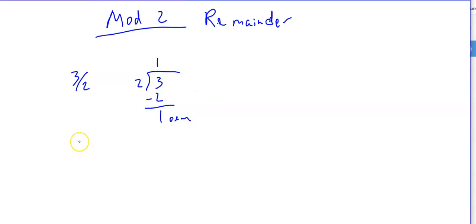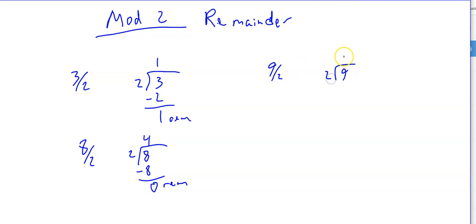If you do something like 8 divided by 2, that goes in there 4 times. So that would be 8, subtract 8. My remainder is actually 0. Okay, that's interesting. Let's do 9. 9 divided by 2 goes in there 4 times. Remainder is 1. If I do 10 divided by 2, it goes in there 5 times.